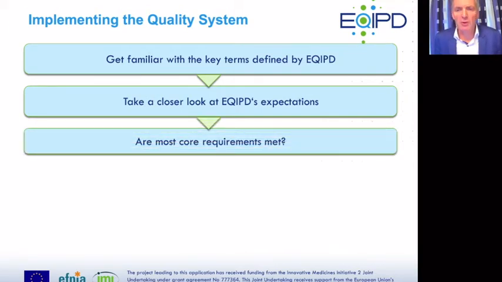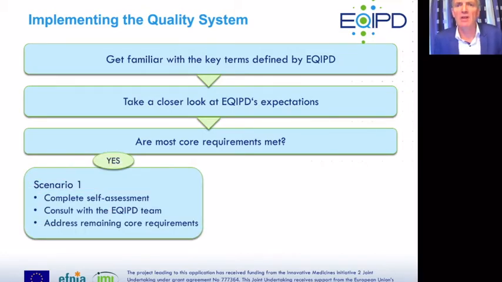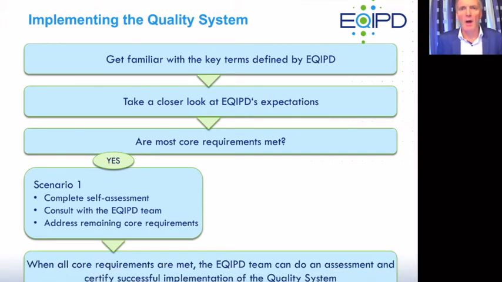And once this review is complete, you will be prepared to answer a simple question. Are most core requirements met with no red flags? If the answer is yes, we suggest that you complete the self-assessment using the provided template, send it to the equipped team for consultation, or simply complete the remaining requirements using information provided by eqipd.online. And once all core requirements are considered to be met, please approach the equipped team that can do an assessment and, in the case of a positive evaluation, will certify the successful implementation of the quality system.